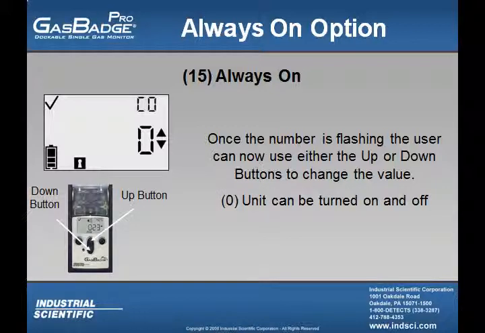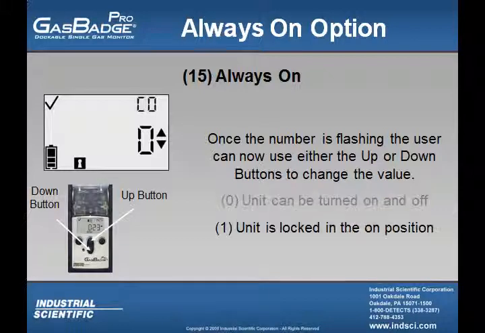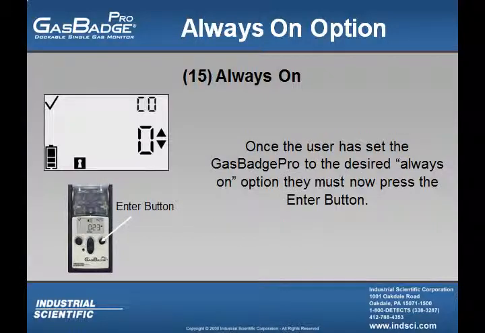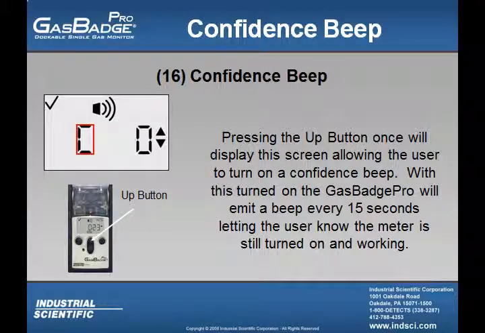With the number flashing, the user can now press the up or down buttons to change this value. A 0 means that this instrument can be turned off and back on again. A 1 means that the always on feature is in the on position. Once the user has the feature set up to the desired value, they can now press the enter button and this feature is saved. Pressing the up button once will show this screen with a letter C on the display, allowing the user to turn on a confidence beep.